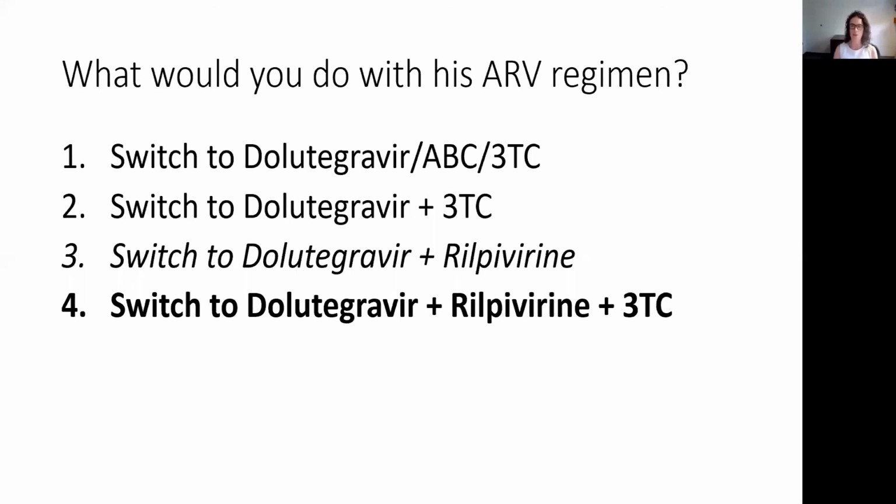Switching to dolutegravir and rilpivirine could be considered, but I would say that it is too risky given his history of failure on an NNRTI regimen in the past. So what I would do in this situation is use rilpivirine, dolutegravir, and 3TC, which would be a robust regimen in someone with renal insufficiency and with M184V.